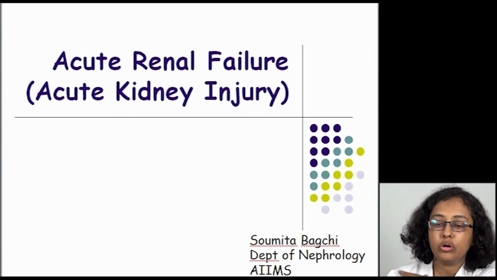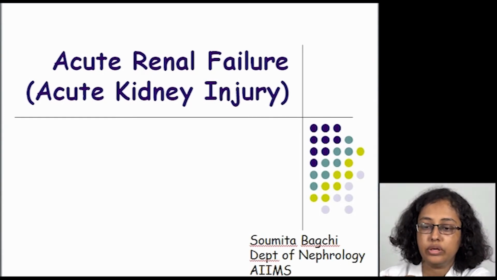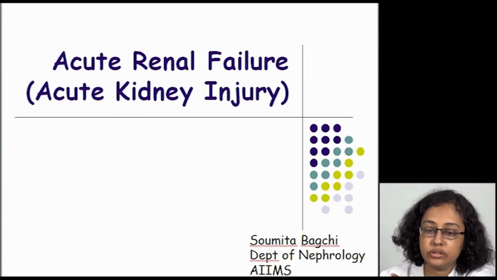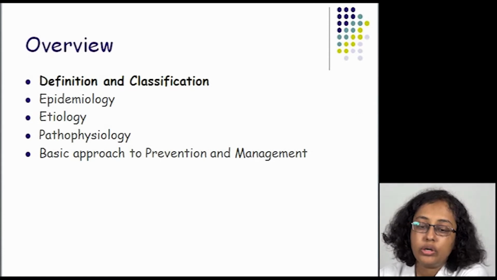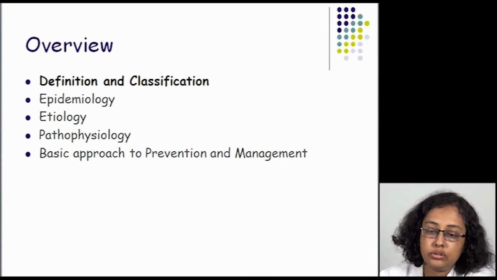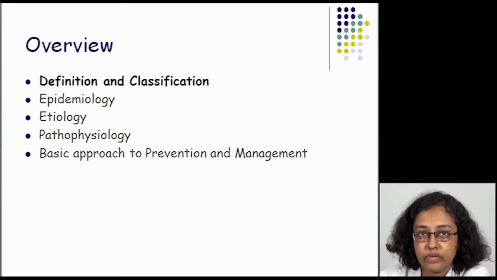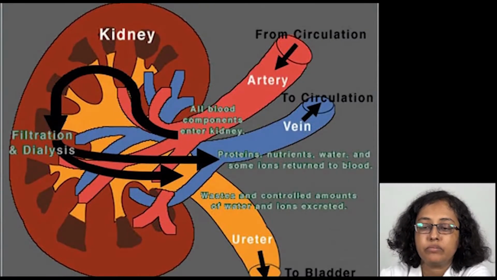So we are going to talk about acute renal failure today, which in the newer terminology is also considered as acute kidney injury. We're going to cover the topic in terms of overview, definition and classification, the epidemiology of acute renal failure, the causes, the etiology, the pathophysiology of the syndrome, and a basic approach to its prevention and management.